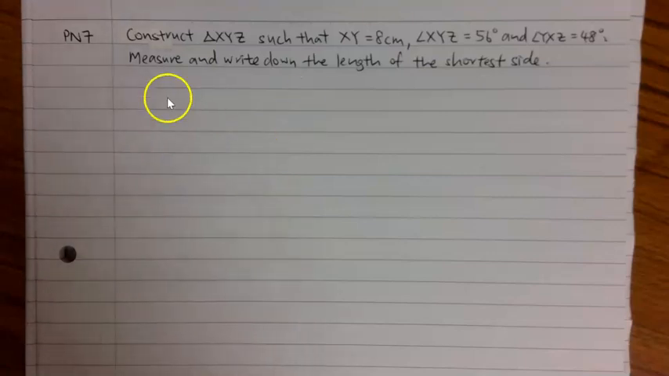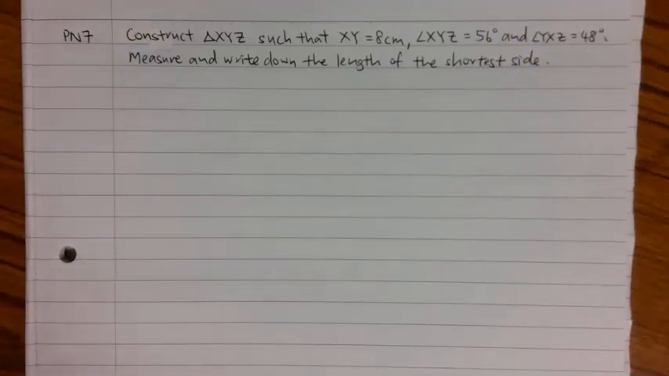In this video, we'll be doing this question on construction where we need to construct triangle XYZ such that XY is 8 cm, angle XYZ is 56 degrees, and angle YXZ is 48 degrees. After constructing the triangle, we will need to measure and write down the length of the shortest side.